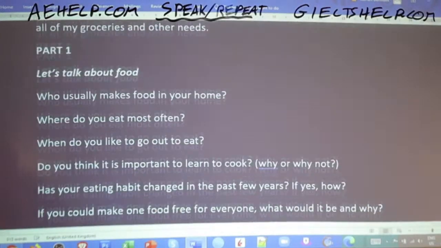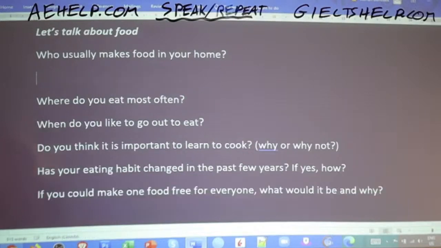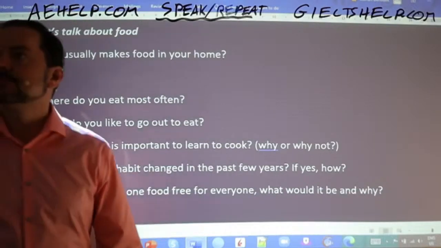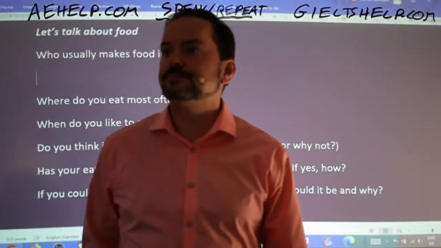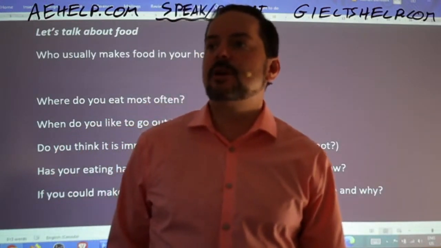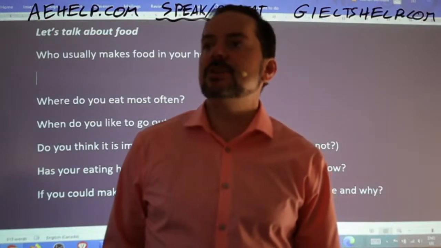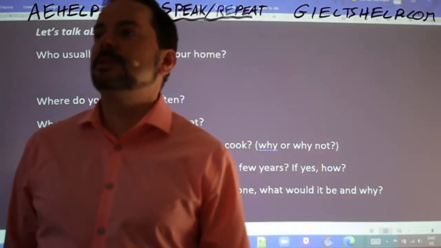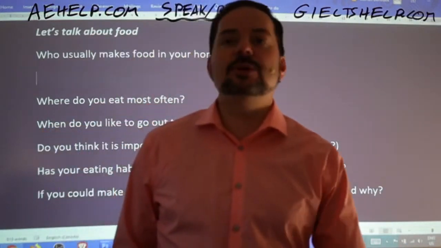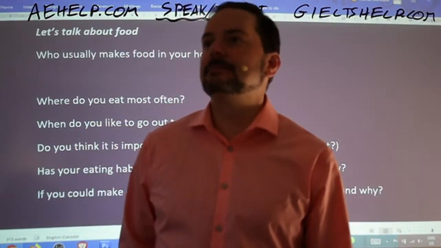Okay. So who usually makes food in your home? Give me a nice full sentence answer to that question. All right. AJ Dillon says, "My mother makes food for our family on a daily basis, and she is a very good cook. She makes delicious and yummy meals to eat." AJ, what did she make for you yesterday? Give me that, okay? All right.